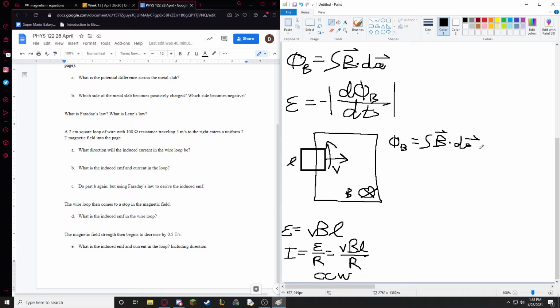The B would be constant. The dA would be what's changing. You're a few steps ahead here. Let's just get rid of the dot product first. So it'd be B dA cosine theta. Exactly. And what's the angle between them?